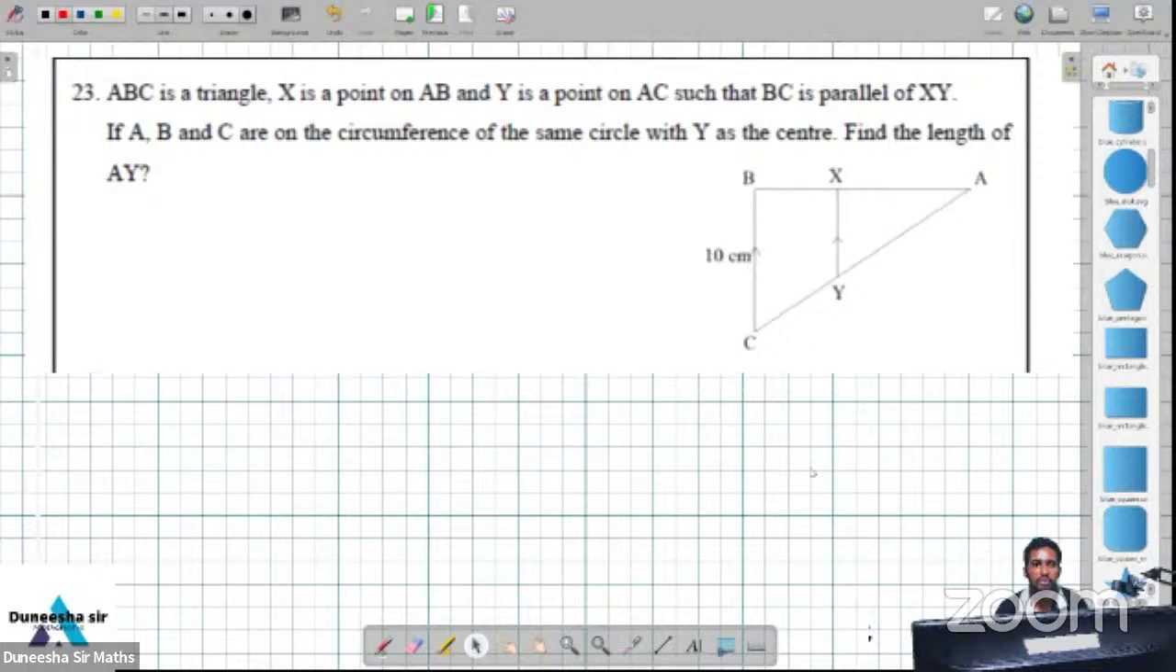In this discussion, ABC is a triangle. X is a point on AB. Y is a point on AC such that BC is parallel to XY. Okay, if A, B, and C are on the circumference.